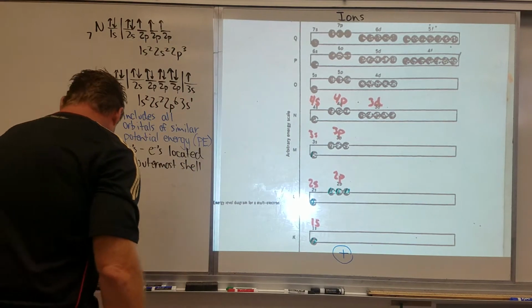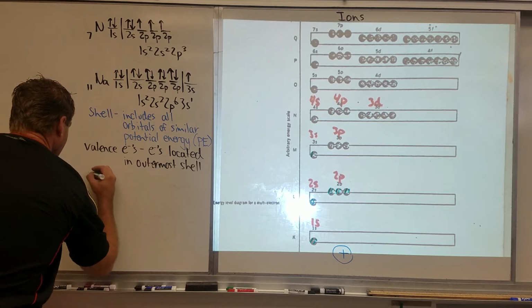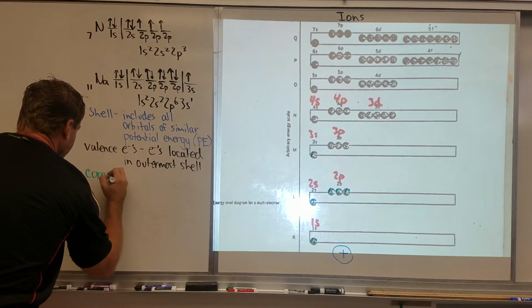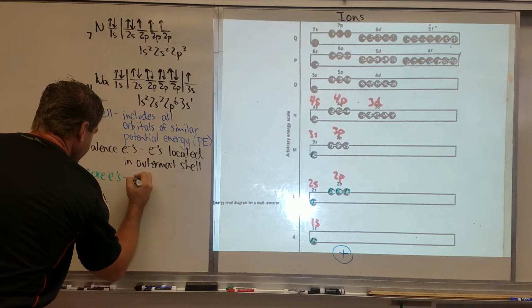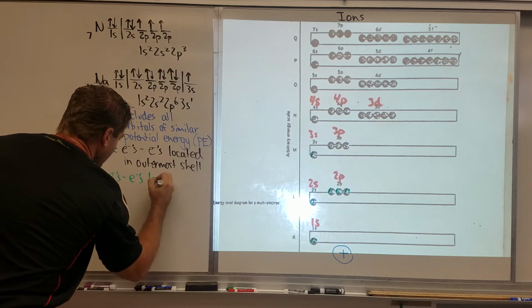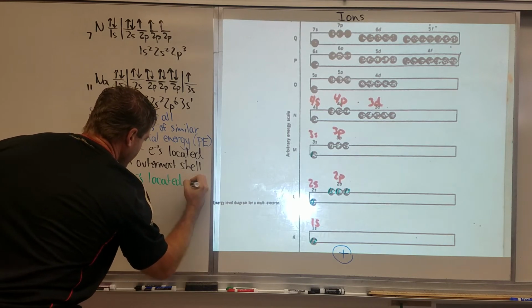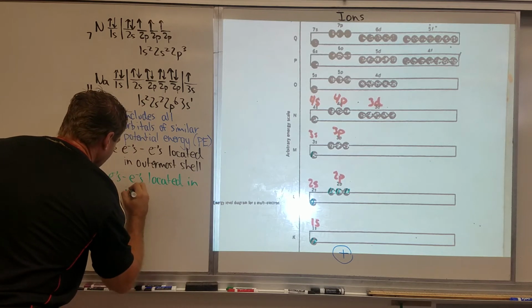Here's another term called core electrons. And these are the electrons located in the inner shells.